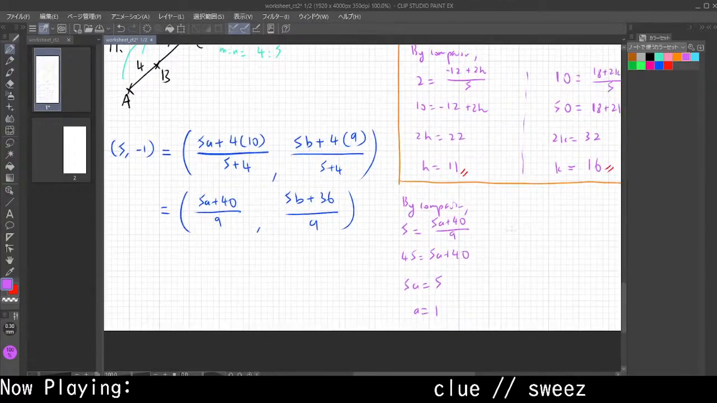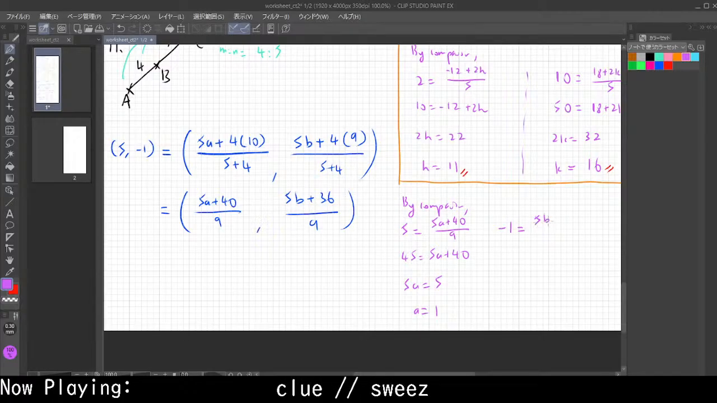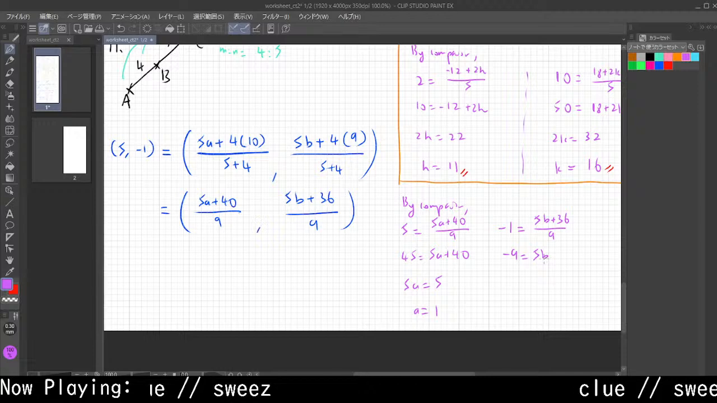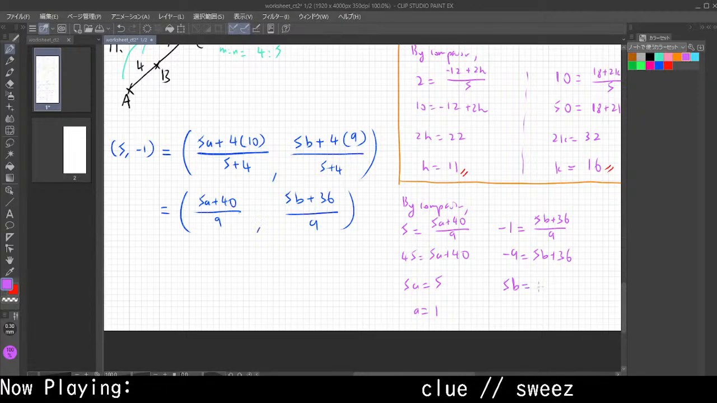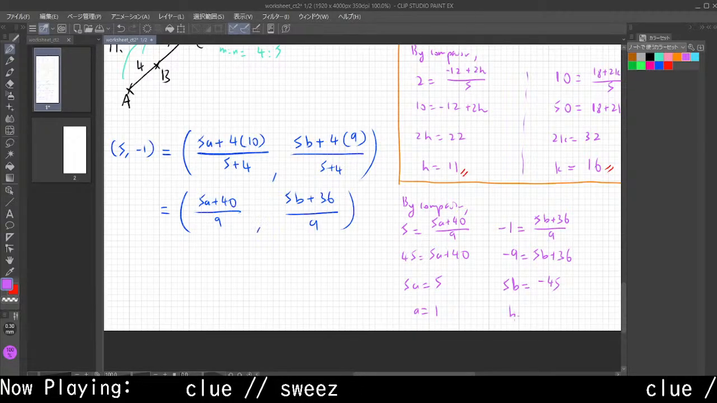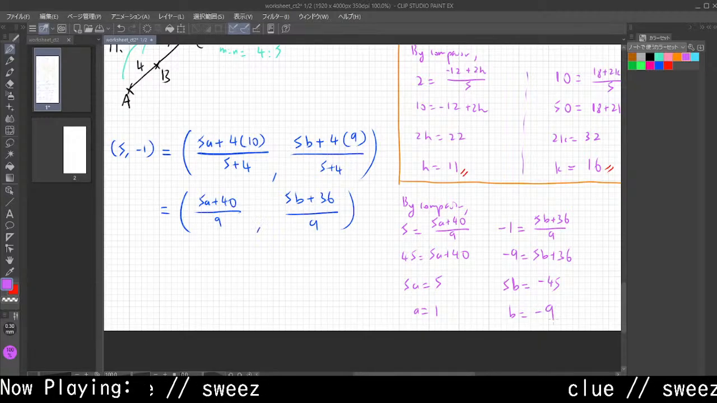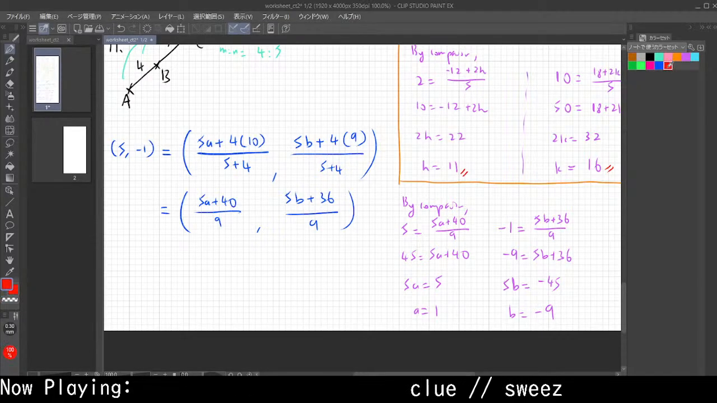Same thing for your y, -1 equals to 5b plus 36 over 9, 9 bring over, 36 bring over, plus becomes minus, 9 minus 36, minus 45, b equals division, you get -9. Nothing else you need to do. This will be your answers. So 1, -9, okay, done.